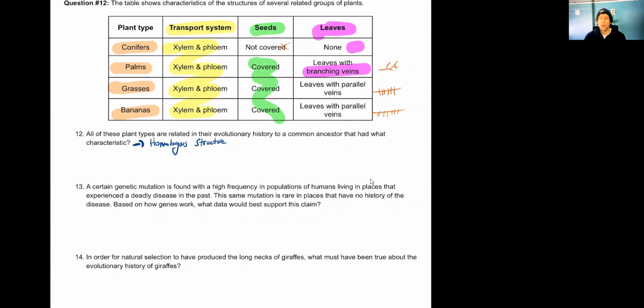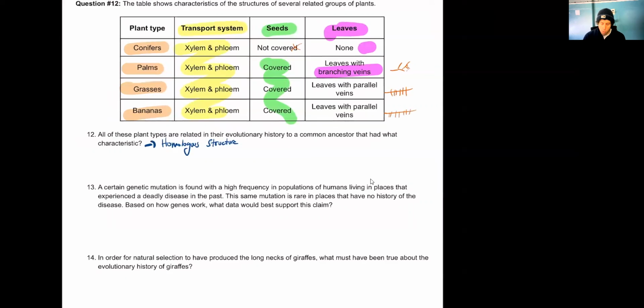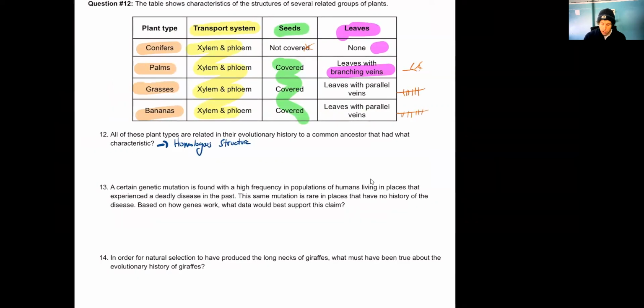So which of these structures is common? Well, look at it one more time, and we highlighted it. The transport system, right? This is something that they all share.